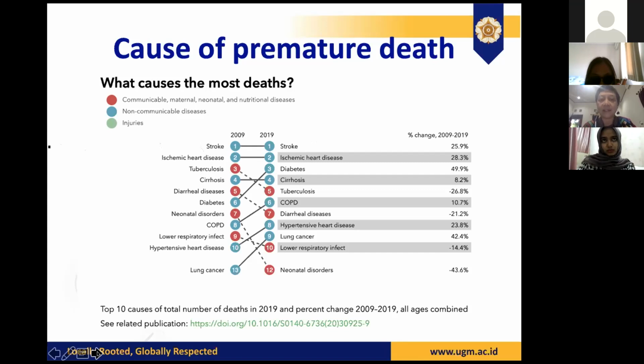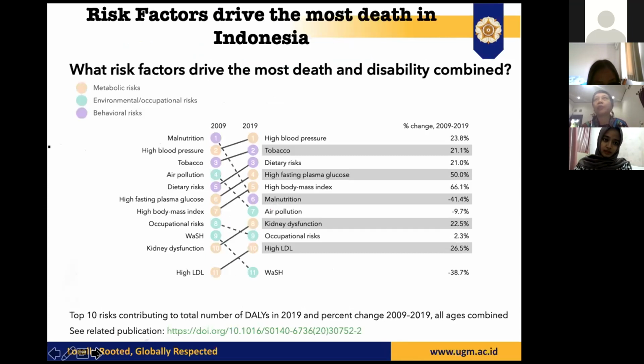And then cirrhosis is also steady, tuberculosis is decreased, and diarrhea is also decreased. But this is 2019, so we hadn't faced COVID yet. But the death from COVID compared to the death from NCD, the NCD is still higher. This is the risk factor that drives the most death in Indonesia.